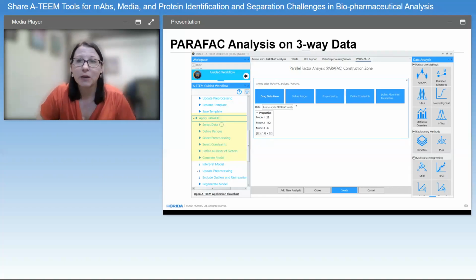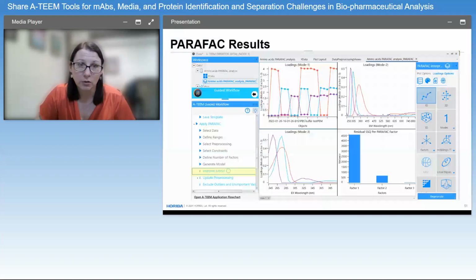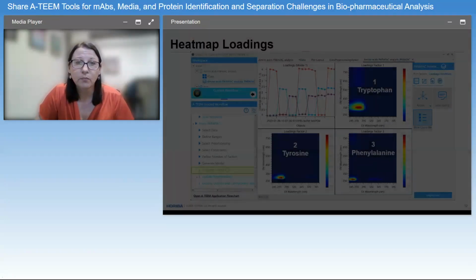And so for this example, we are working with 3 components, 1 for each amino acid in the mixture. And in the results of the Parafac model, the loadings for modes 1, which are the samples, 2, which is the emission spectra, and 3, which is the excitation spectra, are plotted. And we have error reporting such as residuals, and those can also be viewed and exported from plot options menus.